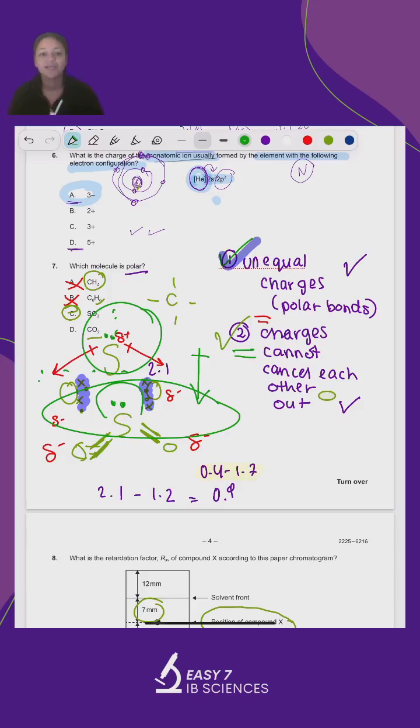Someone said, am I the only one in MYP? Oh my god. Potentially you're the only one in MYP, but yeah. To be fair, I'm not sure how much they cover of chemistry in MYP. Do they cover a lot in MYP in chemistry?